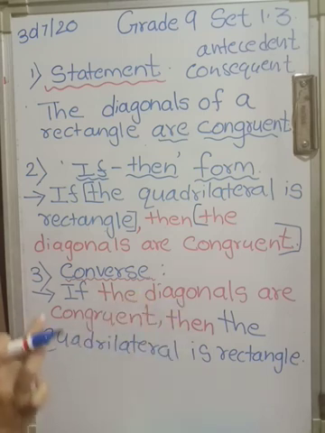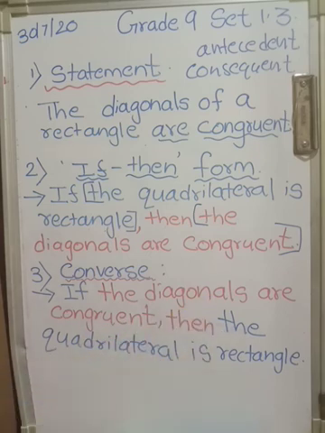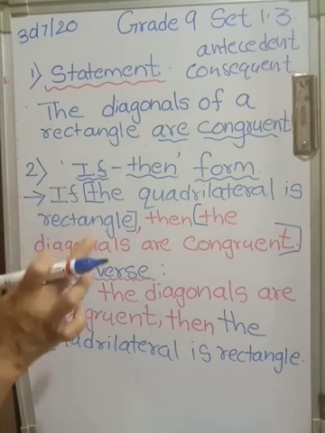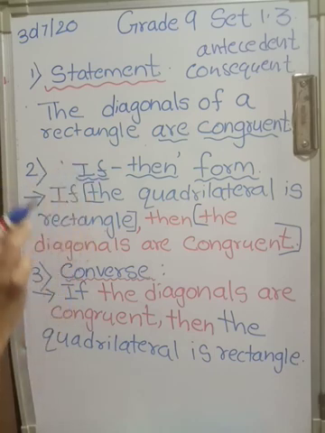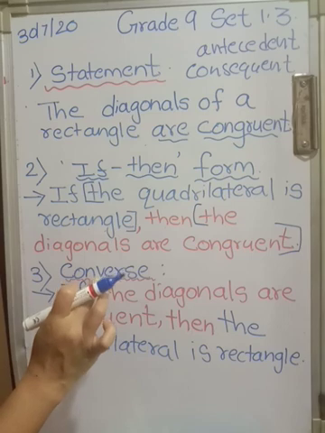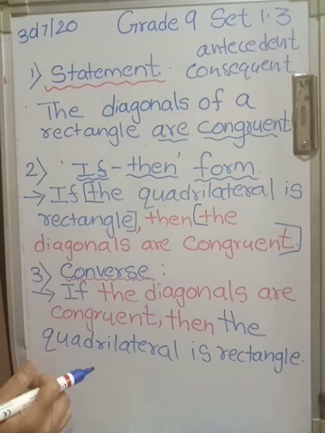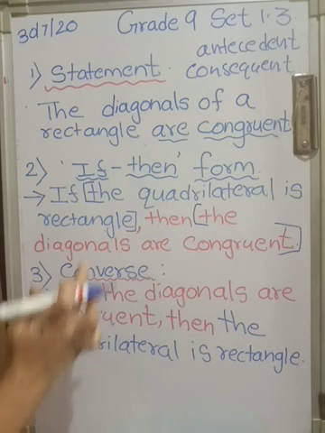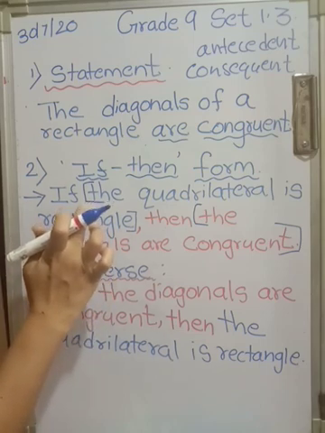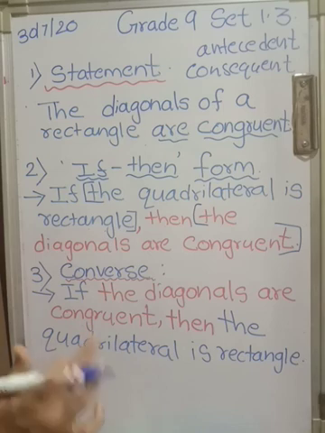I am reading it again. So what will be the converse? If the diagonals are congruent, then the quadrilateral is rectangle. And what is the if and then form of the statement? If the quadrilateral is rectangle, then the diagonals are congruent. Now many times when you write the converse, it is true, but sometimes it may be false also. There are examples in which the if and then statement is true, but the converse may not be always true. So just keep this in mind.